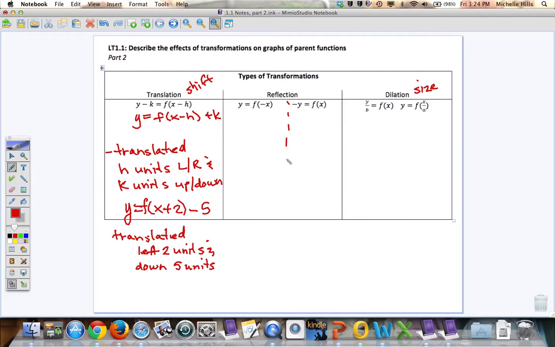In this case, reflection, it's going to reflect across the x or y axis. If I'm changing the sign on my x values, think about if x was positive 5, now it's negative 5. If x was negative 1, now it's positive 1. So this is reflected across the y-axis.